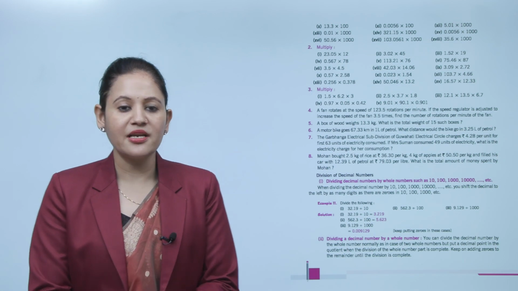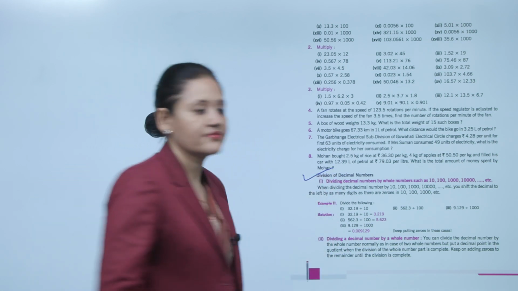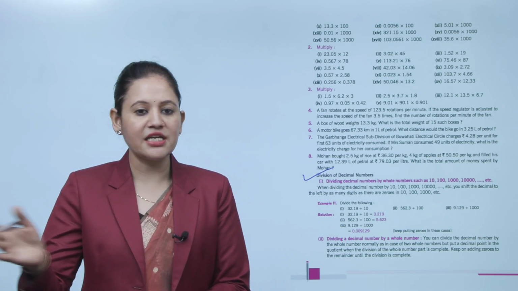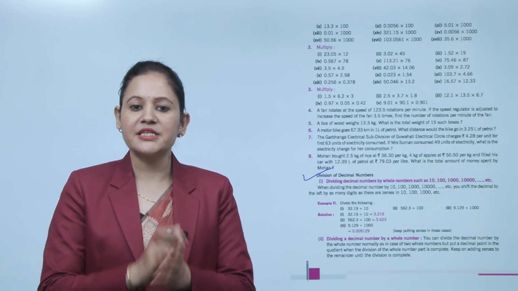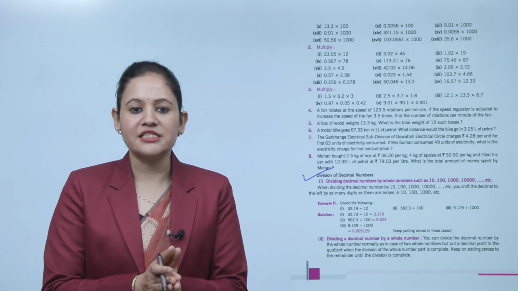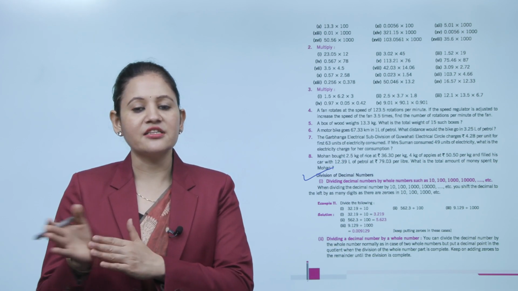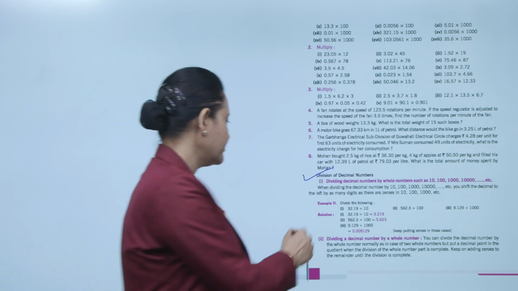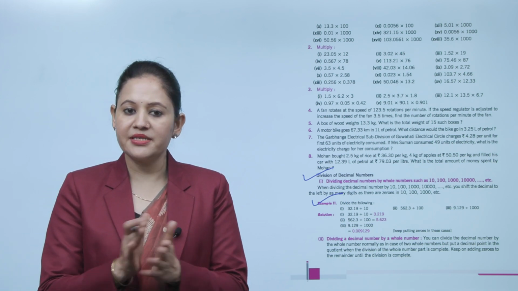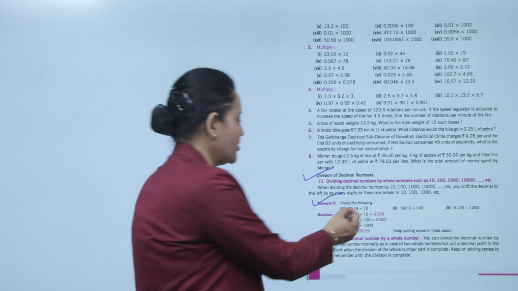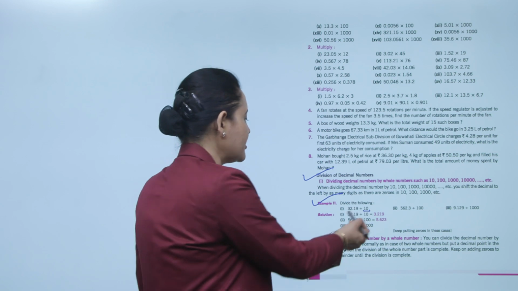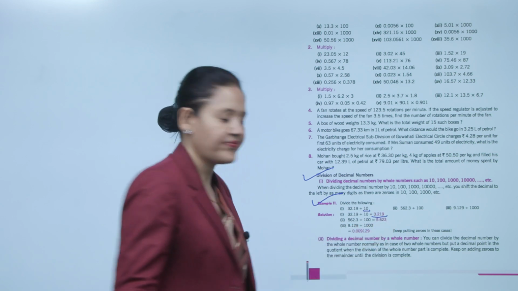Next is division of decimal numbers. Dividing a decimal number by 10, 100, 1000, 10,000, etc. When dividing a decimal number by 10, 100, 1000, 10,000, etc., you shift the decimal to the left by as many digits as there are zeros in 10, 100, etc. Take an example. Divide the following: 32.19 divided by 10. There is 1 zero, so the decimal point will shift 1 place to the left. So the answer is 3.219. Clear?